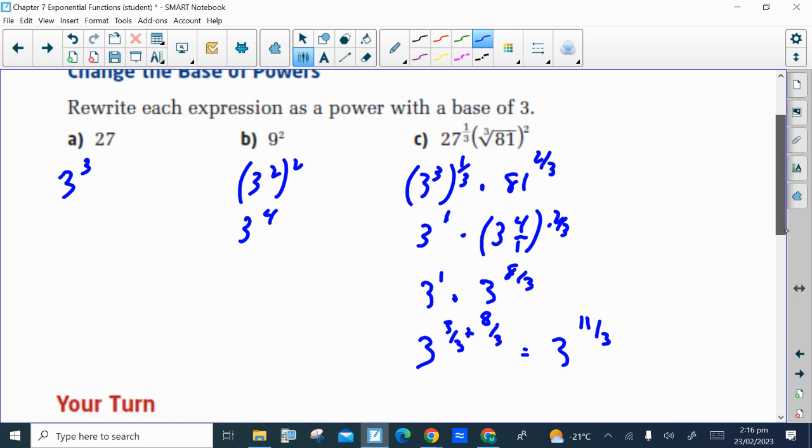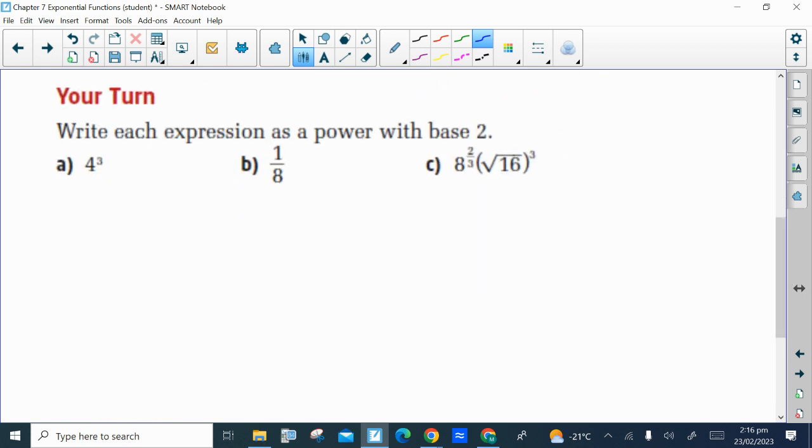All right. So now for these next ones, we want to write them with a base of 2. And we can do that because 4 is 2 squared. The 4 is raised to the power 3, so the 2 squared would be as well, and 2 times 3 is 6.